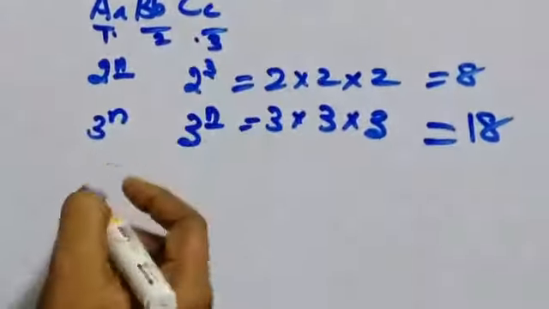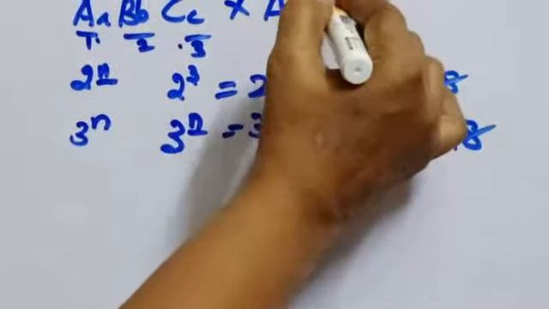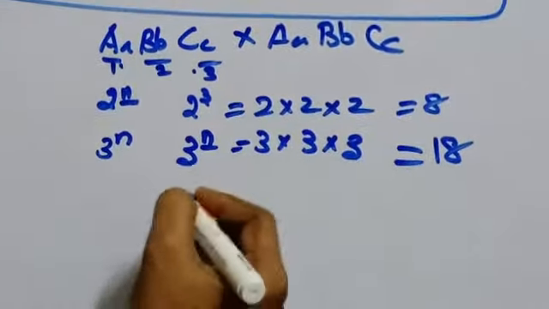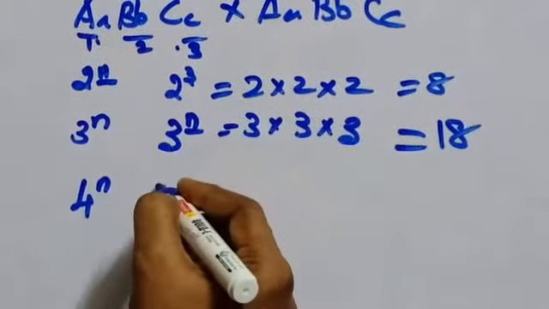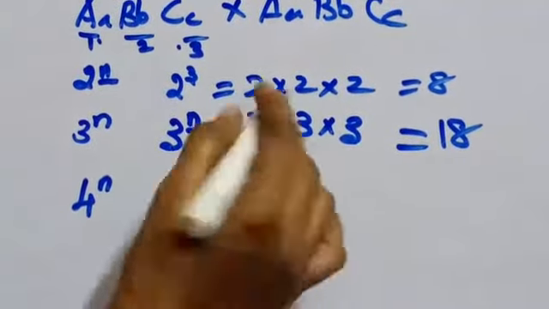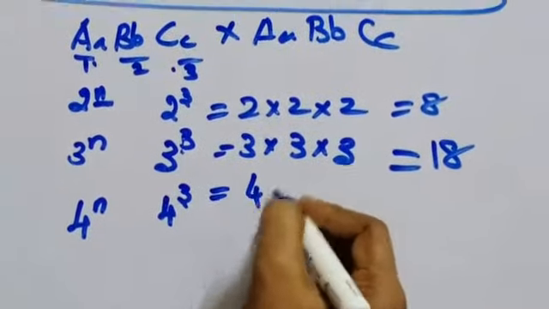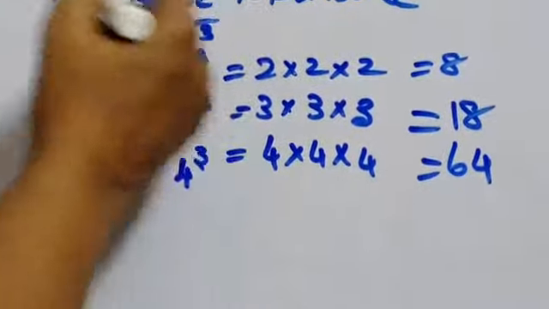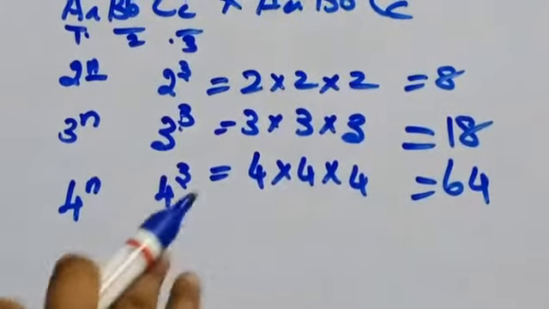Then the number of zygotes when selfing this same one, capital A with small a, capital B with small b, capital C with small c. What is the formula? Number of zygotes is 4 to the power n. Then what is n here? Again the same, n is 3 in all. That is 4 into 4 into 4, the answer is 64. Like this, if a question is asked, you can use this formula and find out easily.